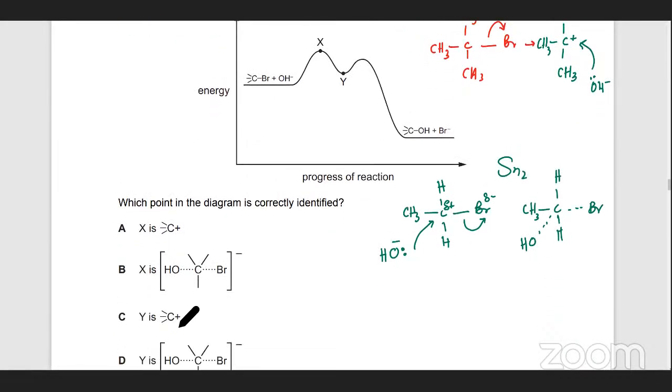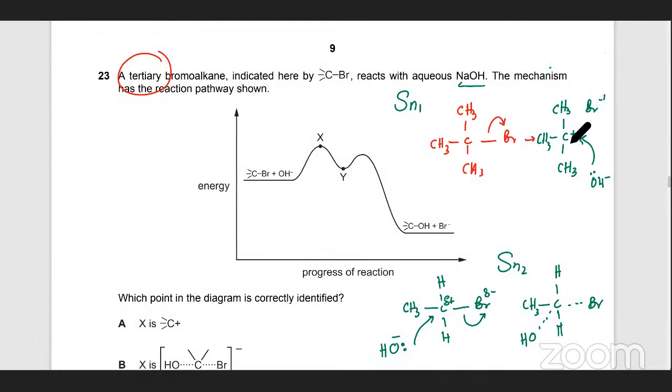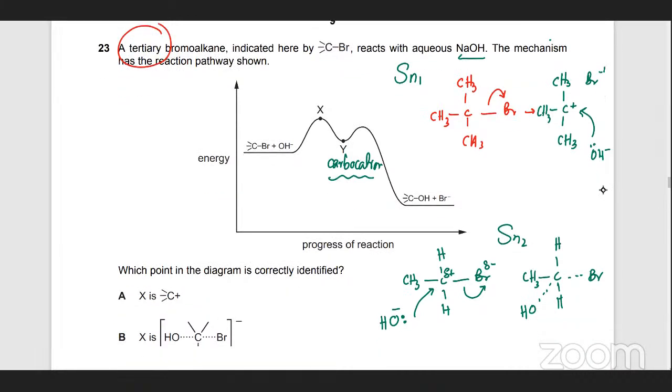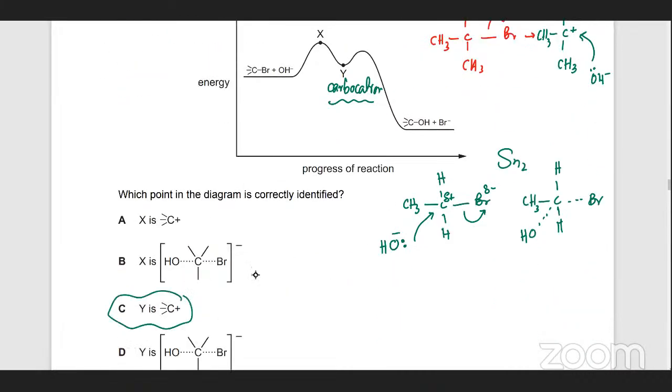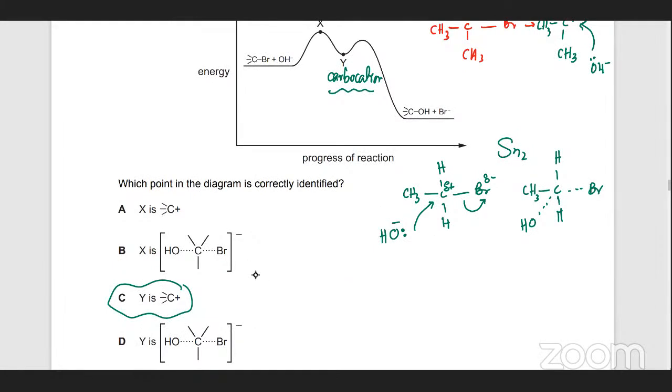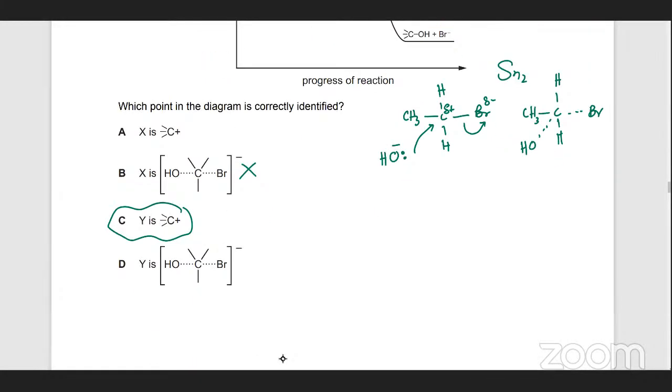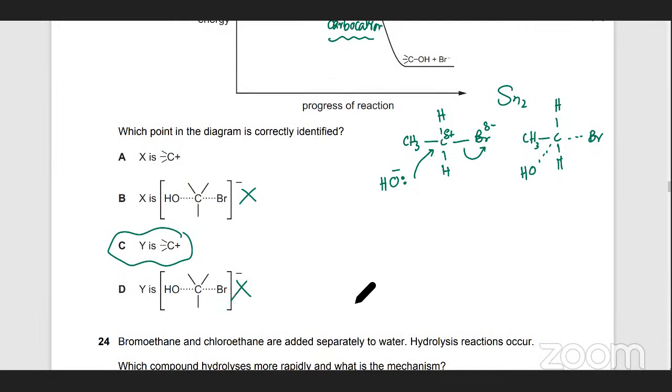So Y is the carbocation. So it's going to be C. It's a two-step reaction. A carbocation is going to be formed. So that's Y. Okay, that's your carbocation that's being formed. And then the OH minus one attaches to it. So that's your final product. So hence the answer is going to be C. This is not going to happen. This was for a primary halogenoalkane, and this is never formed in any case. So the C is the correct answer.